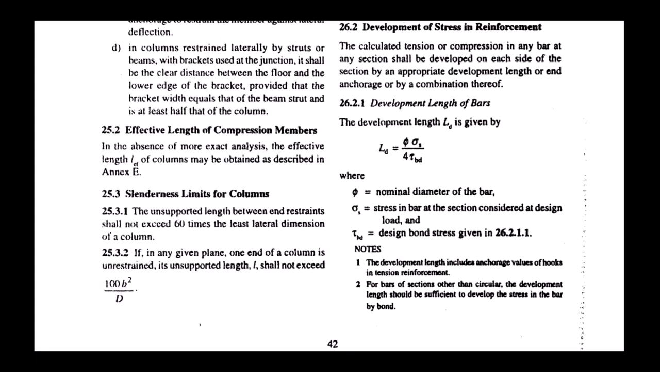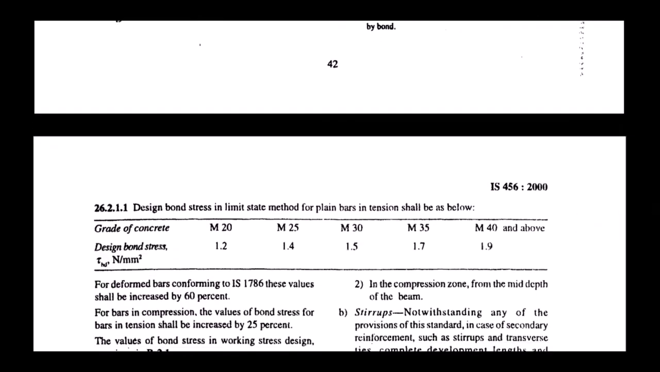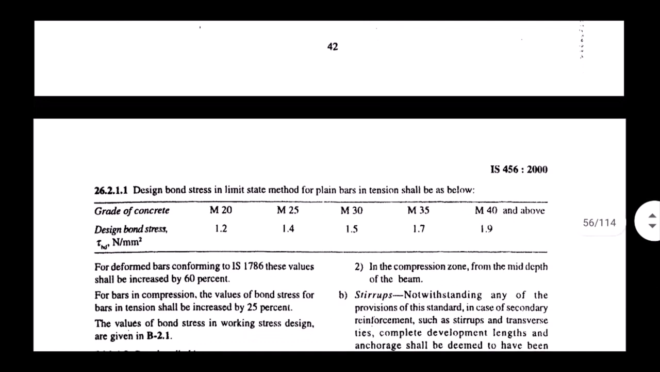We have seen the formula and detail in my previous lecture for single reinforced beam, whose link is given in the description box. You can check that there. The value of tau BD is given here in clause number 26.2.1.1. For grade of concrete M20, the value will be 1.2, and for deformed bar it shall be increased by 60%, right? So let's go to the notes and check how these are all applied in solving a design problem.